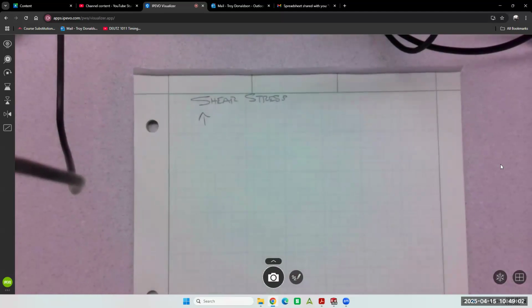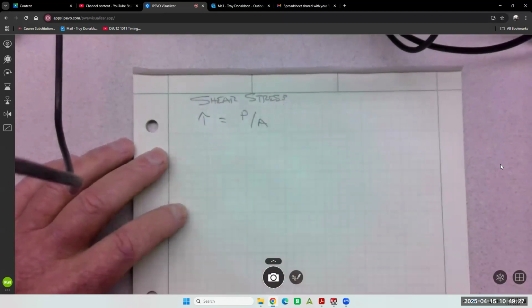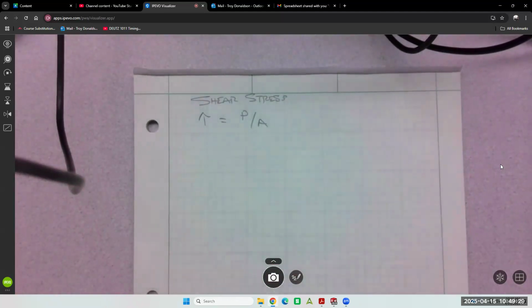All right, so let's just go backwards a little bit. What was compressive stress equal to? P over A. What was tensile stress equal to? P over A. What will shear stress be equal to? P over A. So it's a different A, that's the important thing.